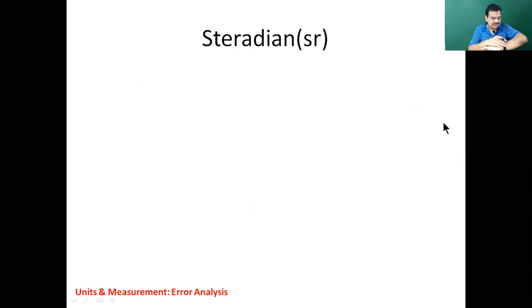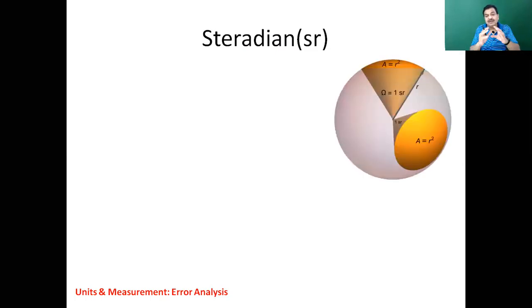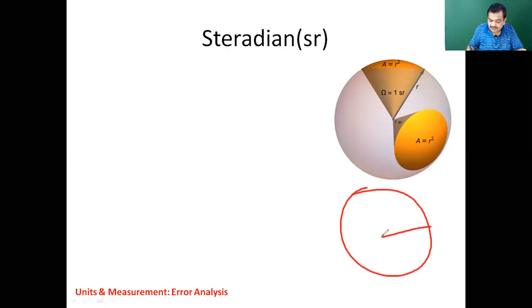Time is running short. Steradian. So steradian is again a solid angle. Solid angle means when you're talking about a ball, a three-dimensional structure. In a three-dimensional structure, as I told you earlier, in the case of a circle, this is a circle. 1 radian is equal to the radius r, the arc which is equal to the radius r. But here, it is a solid angle. Solid angle means the angle of a cone.